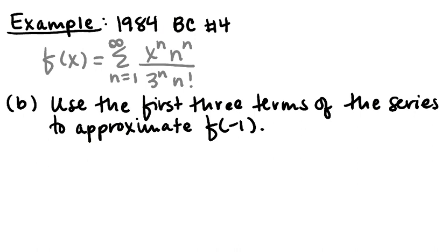All right, well, that means if f of x is the sum from 1 to infinity of x to the n times n to the n divided by 3 to the n times n factorial, that means that f of negative 1 will equal the sum from 1 to infinity of negative 1 to the n. So that makes it an alternating series.